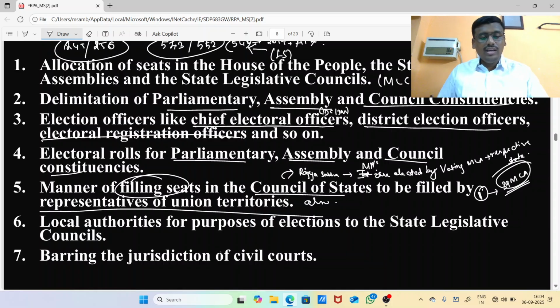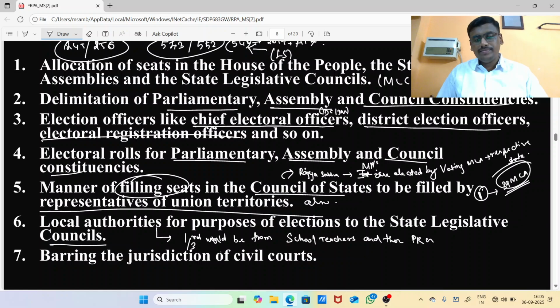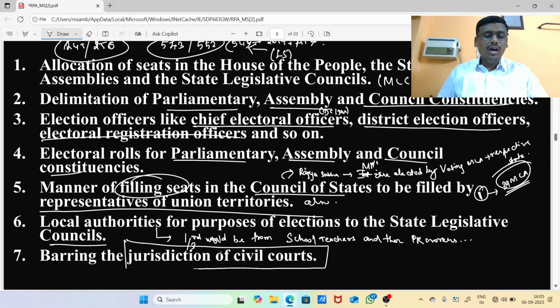And then there are the local authorities for the purpose of elections to the state legislative councils. In state legislative councils, one-third of the members should be from school primary teachers, and then Panchayati Raj workers, etc. They also bear the jurisdictions of civil courts. How a civil court works, they too work.